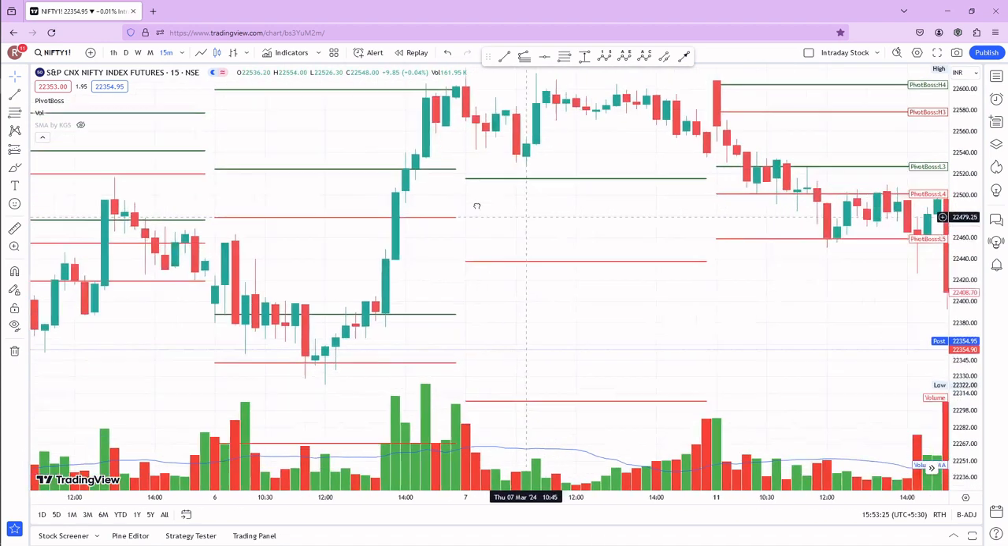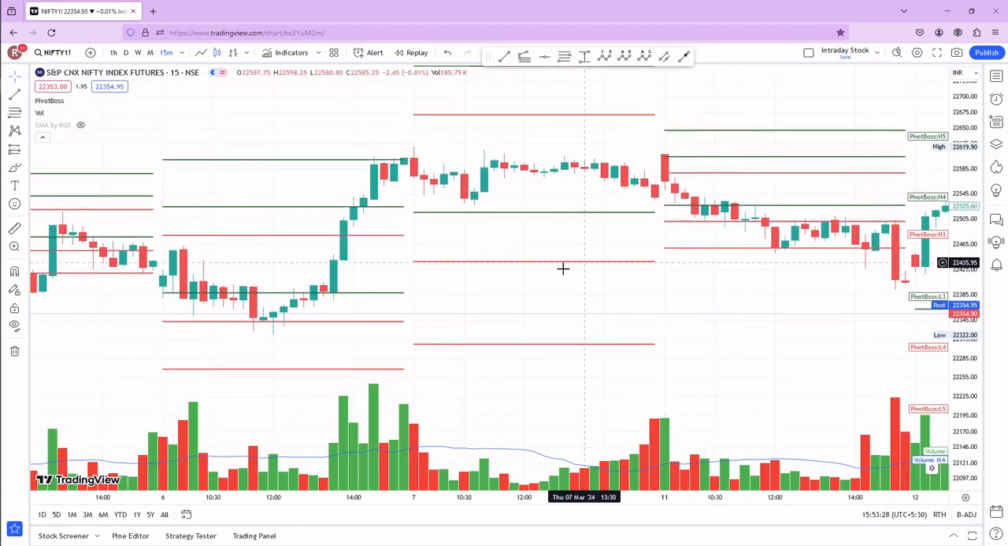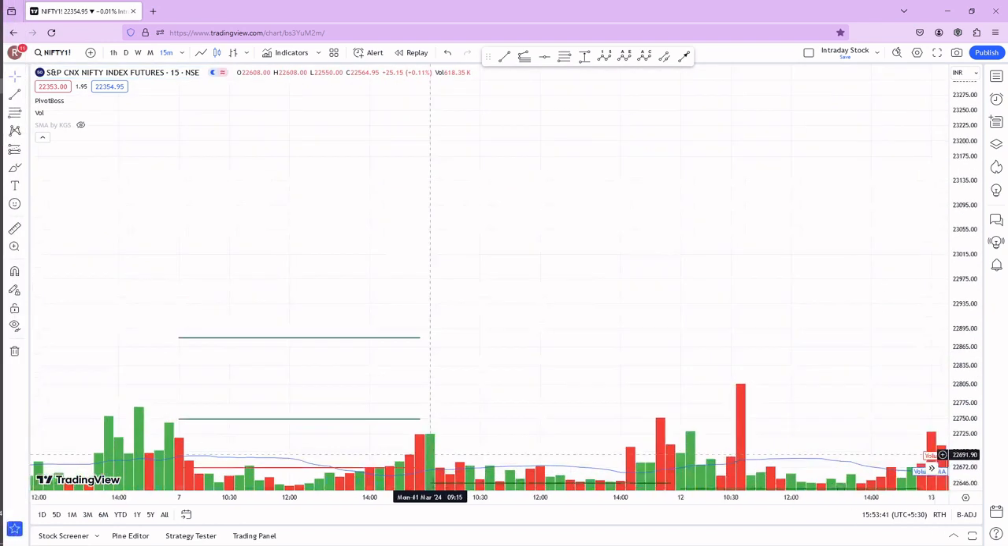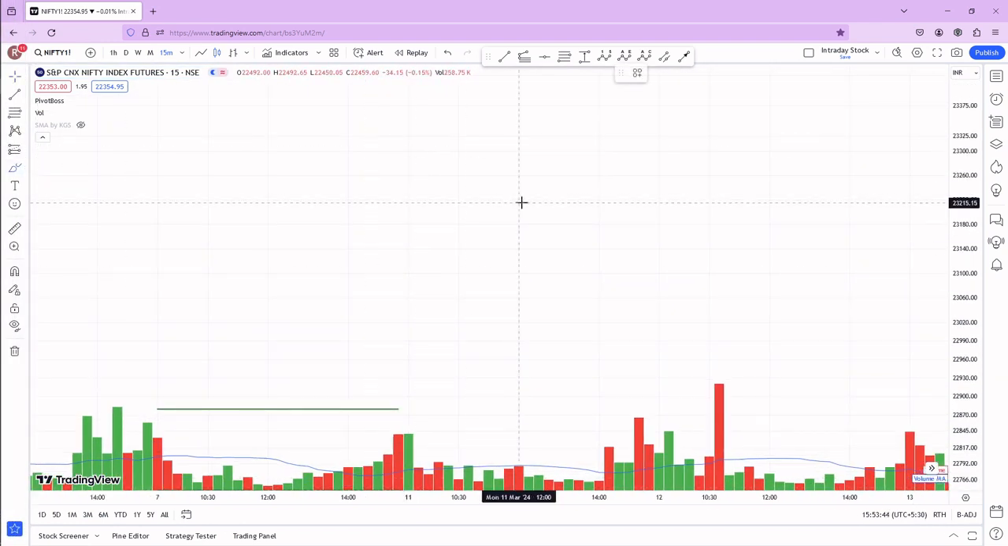Clear? And now the next day, March 7th, is again an overlapping. Wait, it's not overlapping. Here the H3 is below, and L3 is above the H3, so this is not an overlapping higher value, it is a higher value relationship. There will be one question: what is overlapping and what is higher value? Overlapping and not overlapping.